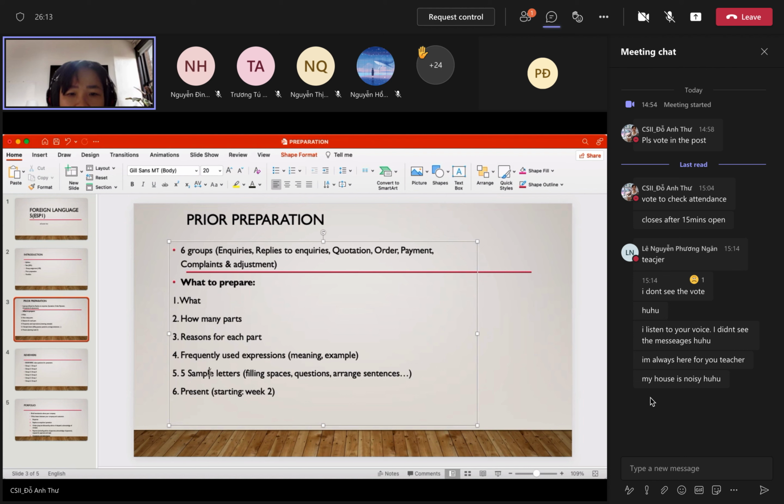For the 5 sample letters, don't just show the letters. First, you have to look for 5 sample letters of that type, 5 inquiries. And then you have to design some activities for all the class to participate in. The activities might include filling in blanks, questions, arranging sentences, or whatever.